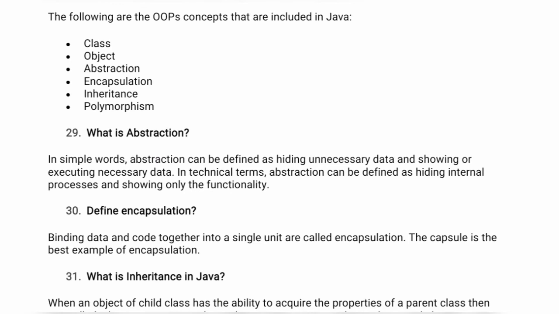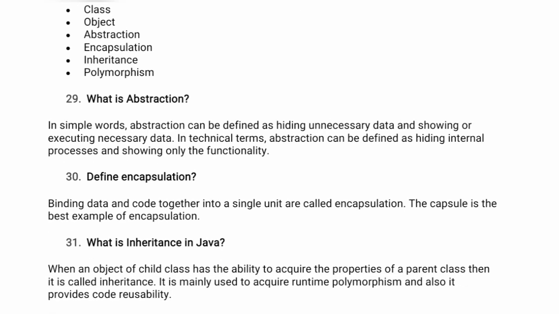Abstraction means hiding the internal mechanism and only showing the necessary data. So it will hide unnecessary data and show only necessary data. That process is known as abstraction. Okay, so abstraction means hiding the internal process and only showing the functionality.